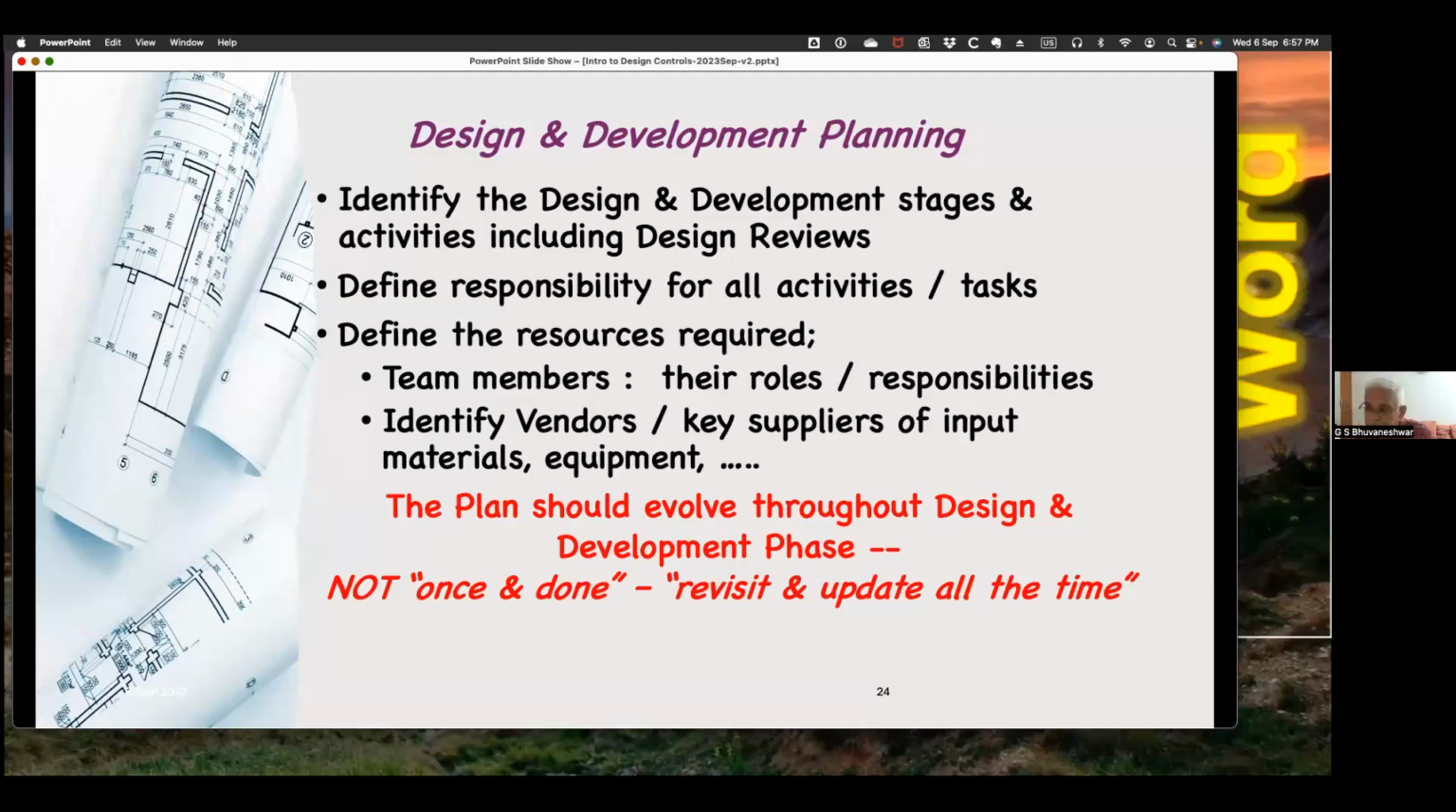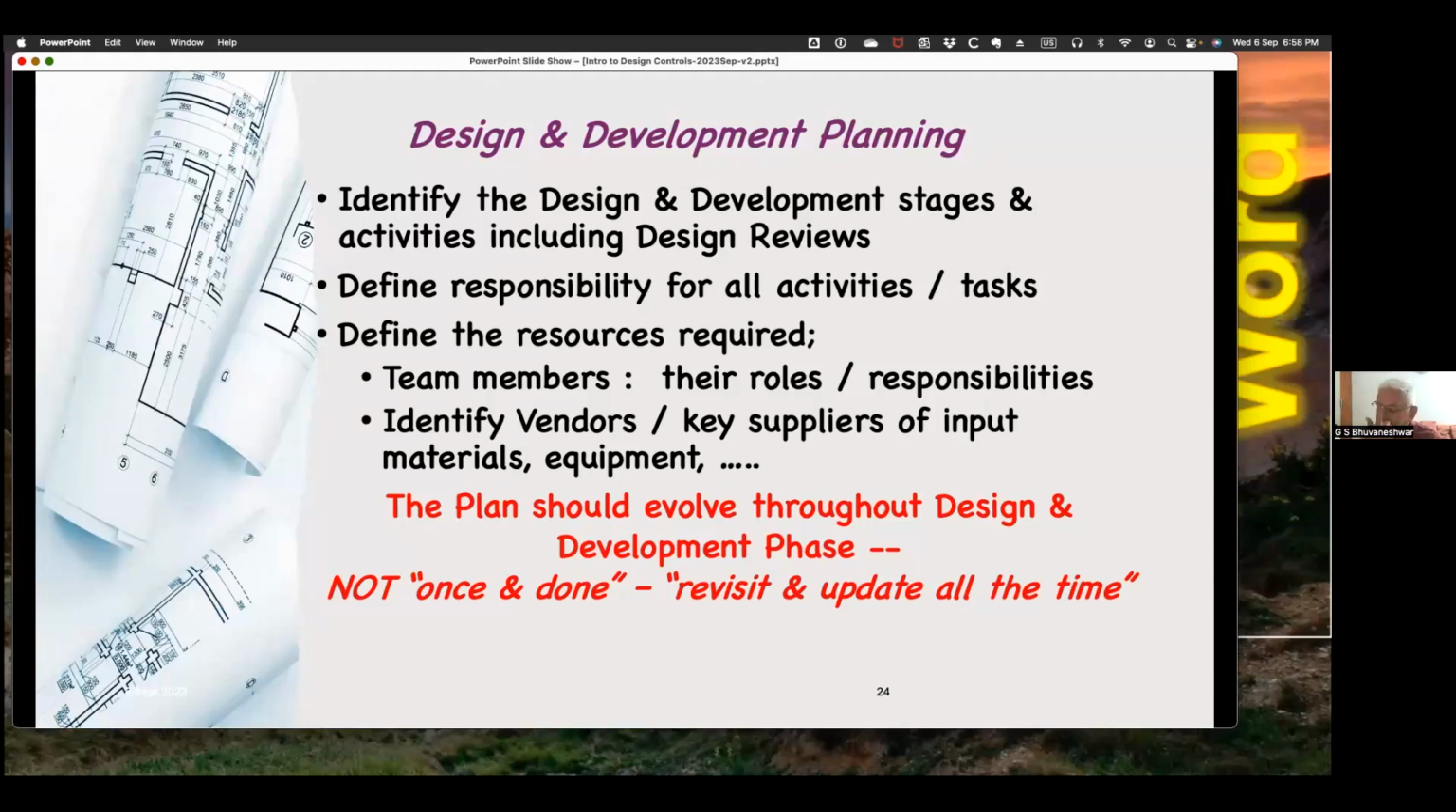But one thing you should remember is that the plan should evolve throughout the design and development phase. It's not a static document. It's not something you write in the beginning and then try to stick to throughout. Because as you go through the development phase, you're going to have changes, you're going to have failures, you're going to need to make changes, and the plan also needs to evolve. So it's not a once and done document, but you need to revisit and update it all the time. In my experience, you need to update it after every design review.